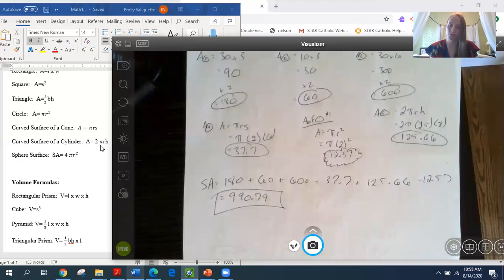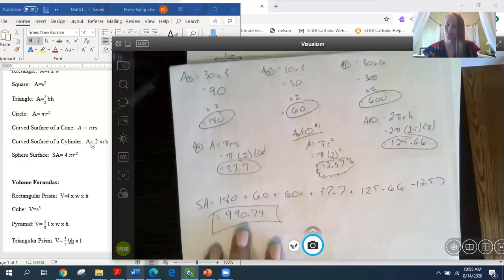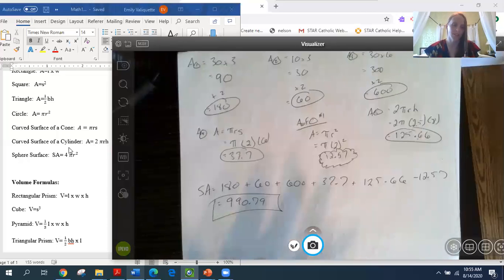Make sure you know how to deal with this kind of question, regardless of what shapes your composite objects are made of. Yeah, that's it for this chapter. Let me know if you have any questions.